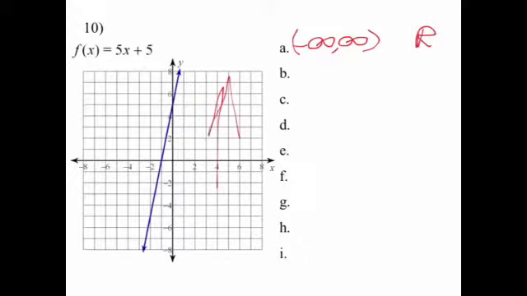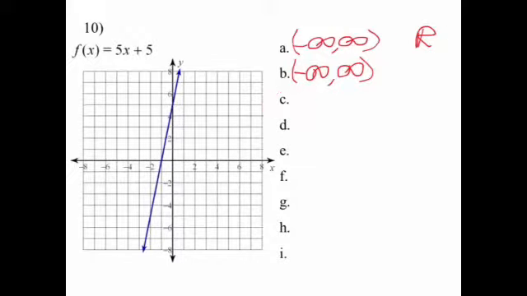And my range is how far up and down does it go. Well, this one goes down forever and up forever. So it goes from negative infinity to infinity, which can also be written as the all real numbers symbol.